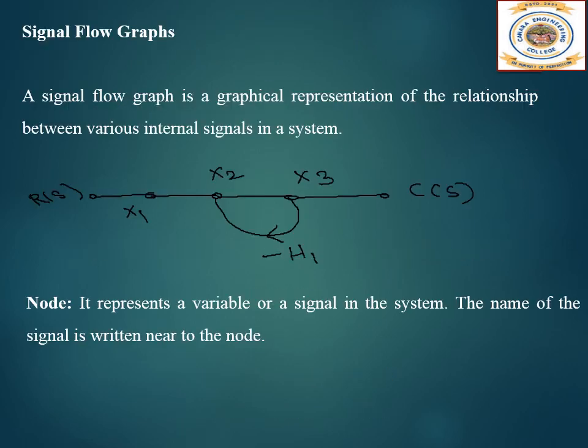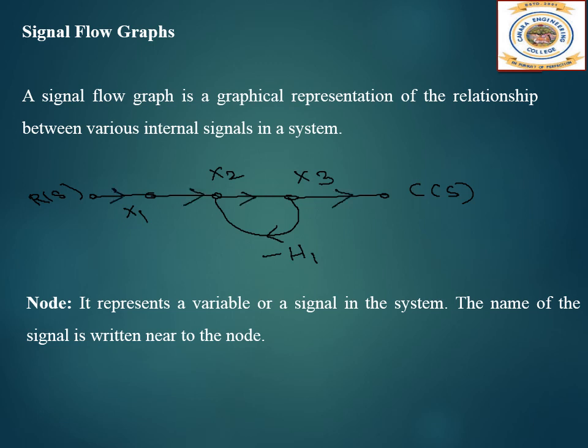So what is a signal flow graph? A signal flow graph is a graphical representation of the relationship between various internal signals in a system. Here you can see an example of a signal flow graph. First we have to know some of the terminologies. See over here, we can give the directions in this way.